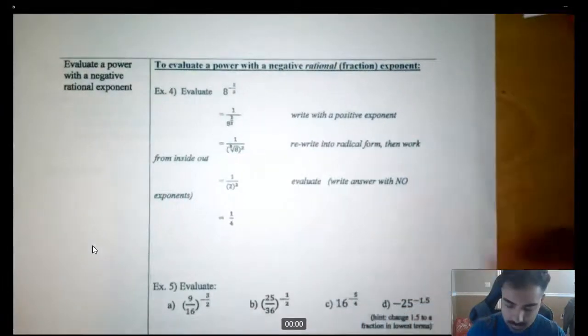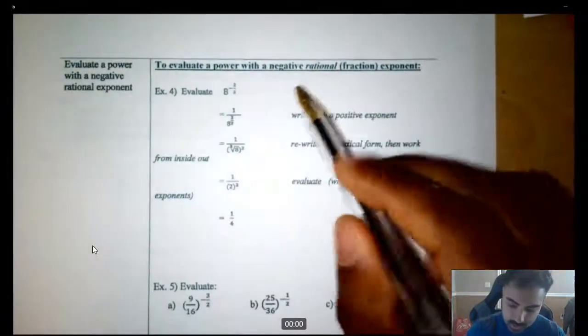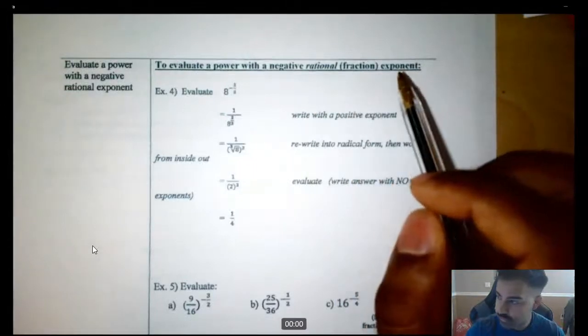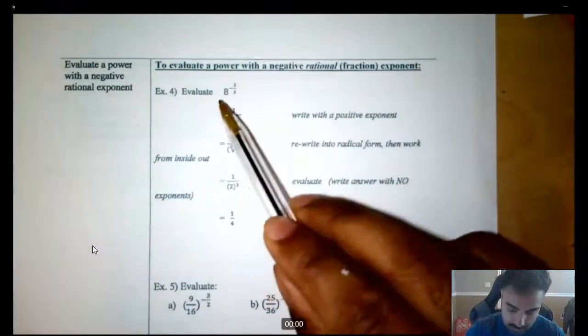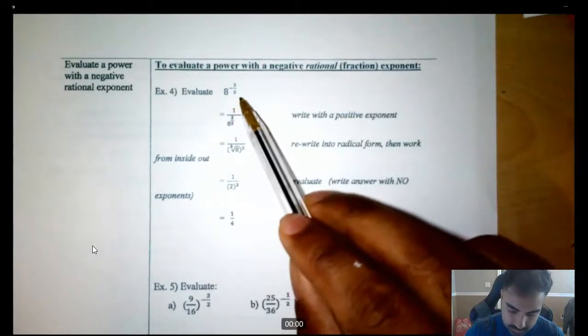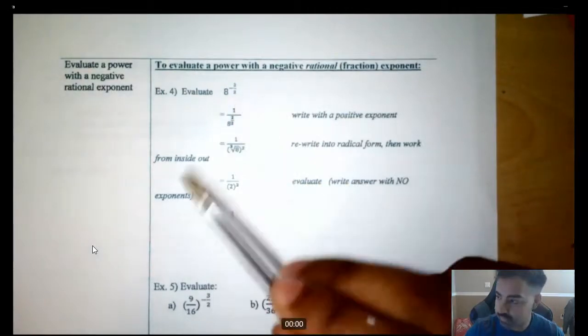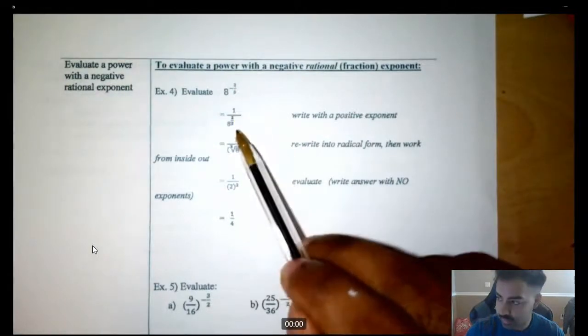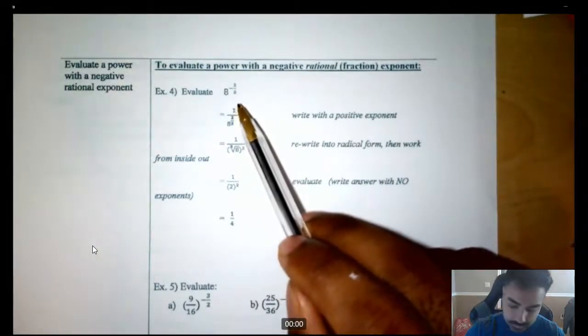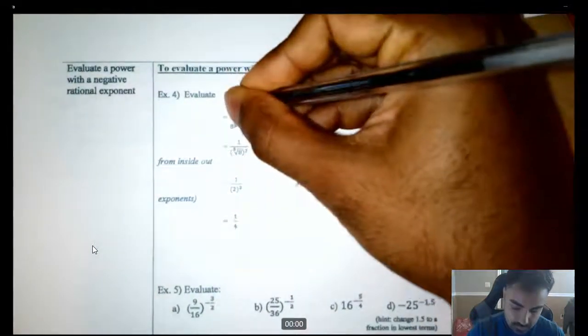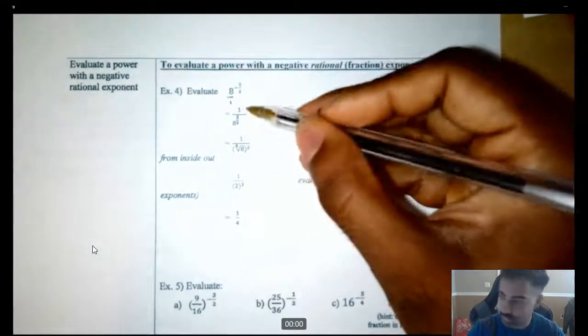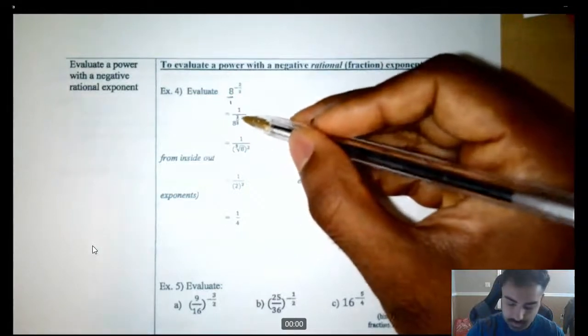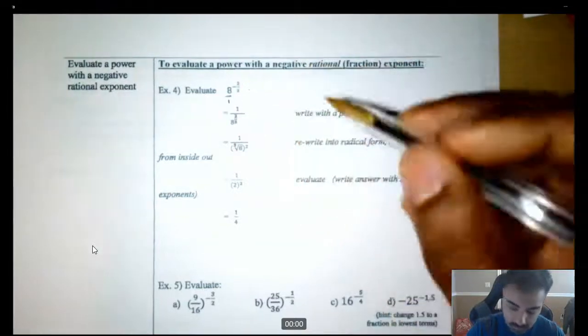Okay, so next page here. To evaluate a power with a negative rational fraction exponent, evaluate 8 to the power of negative 2/3. So this is the same sort of idea. This example is already done for us. Again, when you have a negative exponent, just flip it around. So again, there's a 1 here. So flip these around to get the reciprocal. So 1 over 8 to the power of 2/3. That makes the exponent positive now.